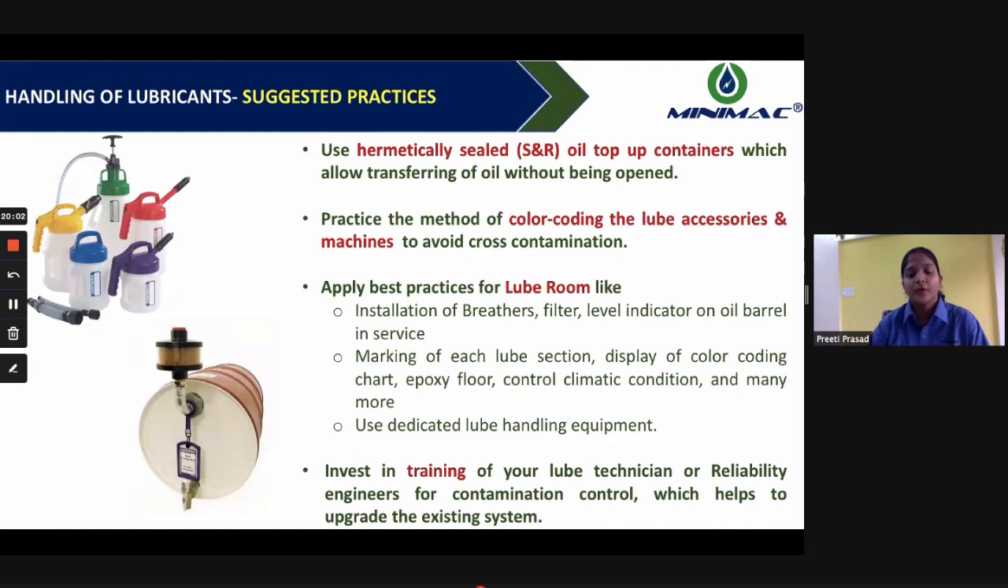The last is to invest in training of your lube technicians. This is very important, because in the end it is going to upgrade your existing system and keep your engineers updated with regard to lubrication, lubricant degradation, and the impact of lubricant degradation on your component lives. So this is a very important point.